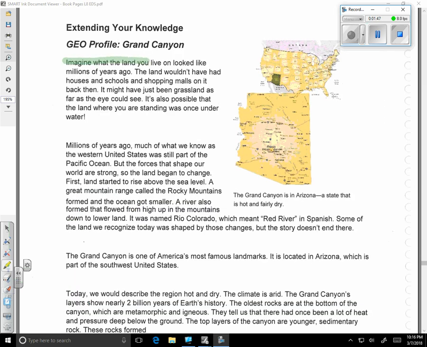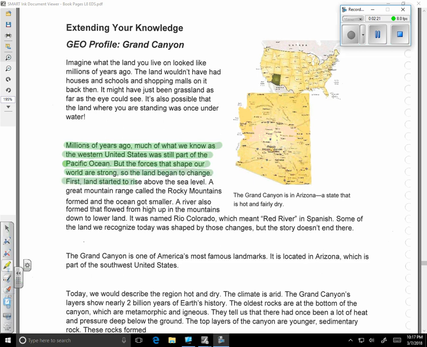Imagine what the land you lived on looked like millions of years ago. The land wouldn't have had houses and schools and shopping malls on it. Back then, it might have just been grassland as far as the eye could see. It's also possible that the land where you are standing was once underwater. Millions of years ago, much of what we know as the western United States was still part of the Pacific Ocean. But the forces that shaped our world are strong, so the land began to change.